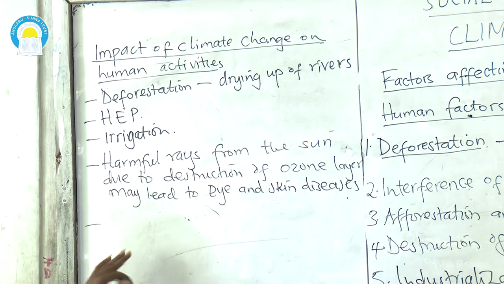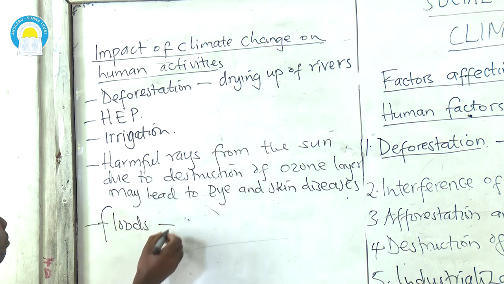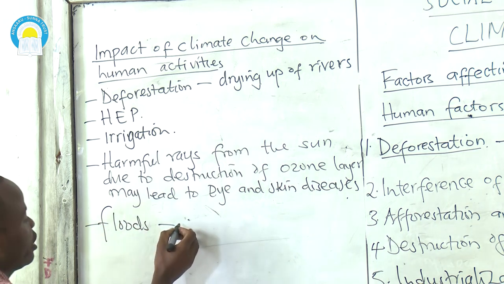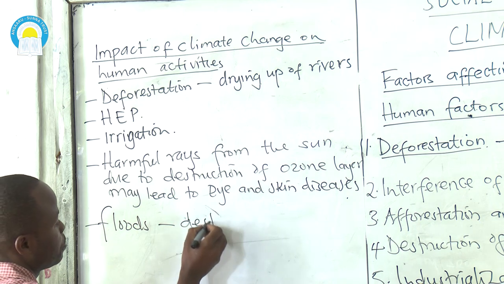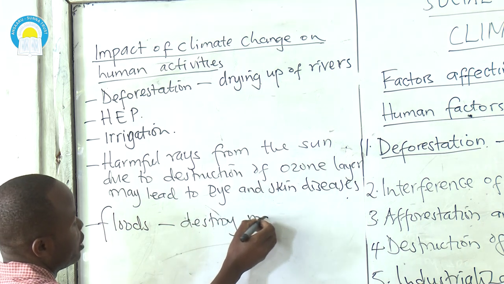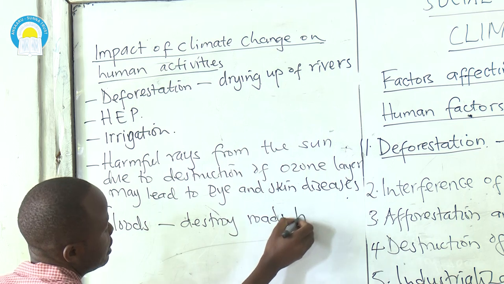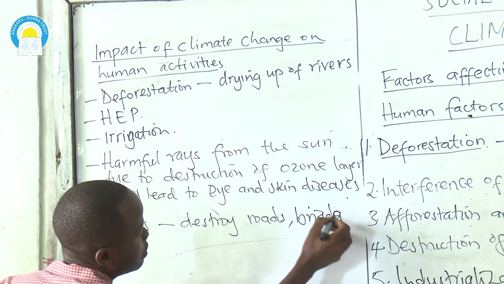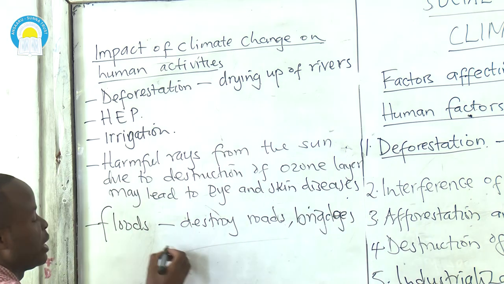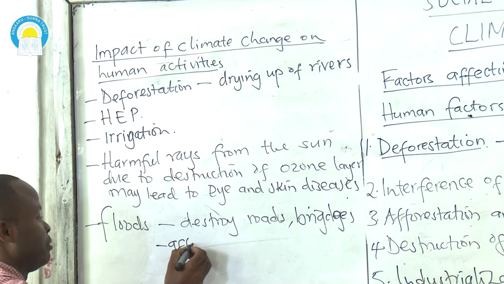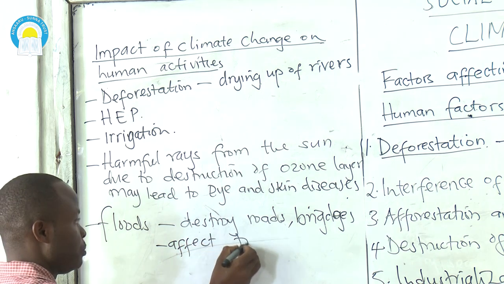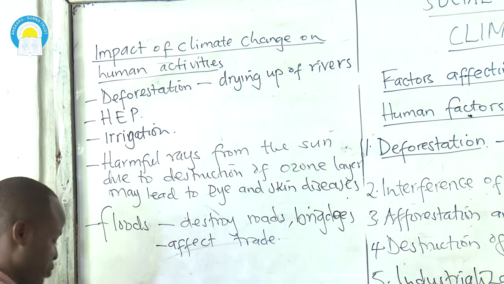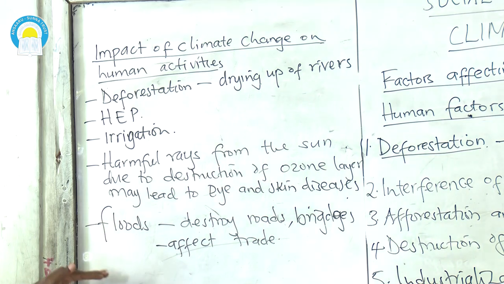Then, too much floods. Floods will destroy roads and bridges, and this will affect trade. Goods may not reach markets on time.